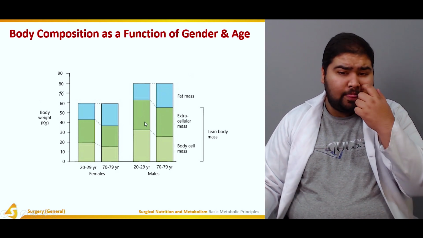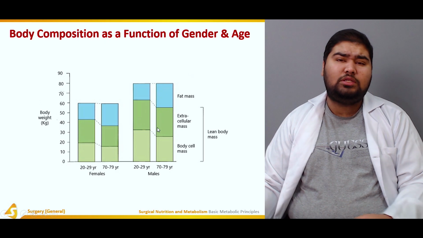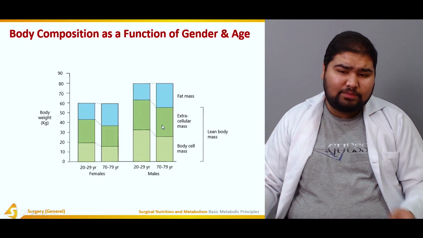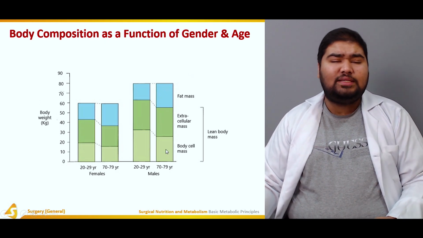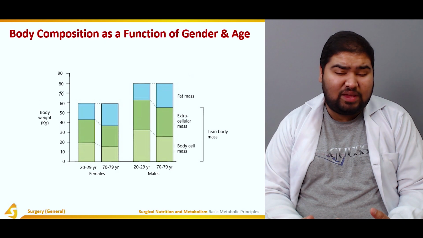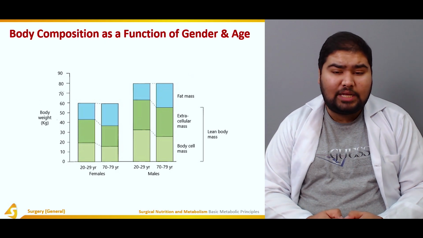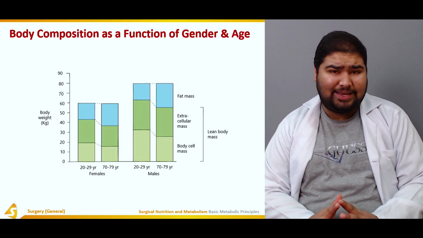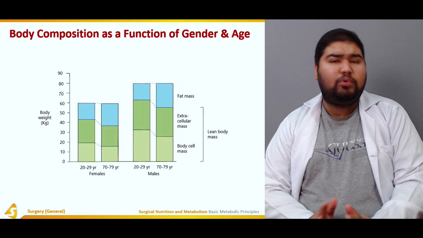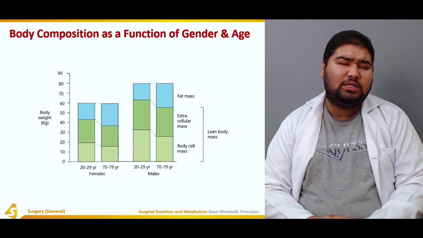But in males, the increase in fat mass is greater as compared to the females. Now, we also saw in females there was a decrease in extracellular mass, but in males, we do not see a greater decrease. Here we can see it is somewhat similar. There is a slight decrease, but not that much. And the body cell mass somewhat remains the same. So two of the factors are changing in females, the fat mass as well as the extracellular mass. However, in males, only the fat mass increases. The extracellular mass decreases somewhat, but there is not a prominent change. And the body cell mass almost does not change.